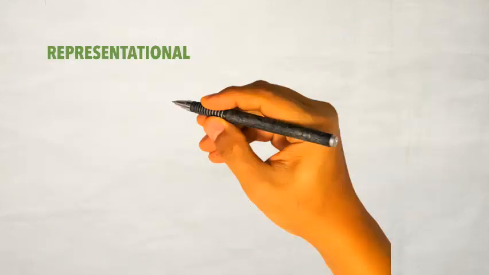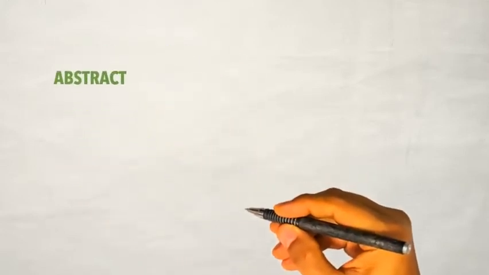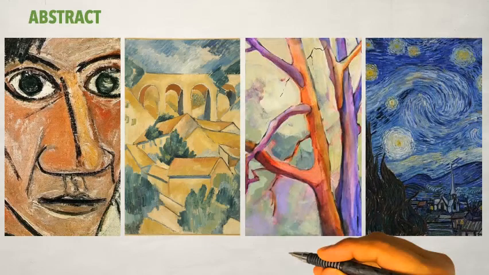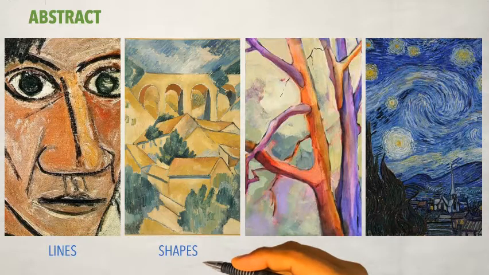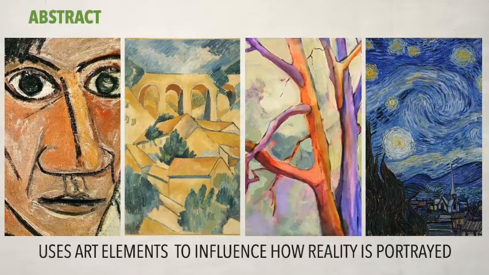Under the umbrella of representational art is abstract art. In abstract art, the aim is to take subjects away from reality and present them in a way that is different from the way they are viewed by altering elements such as lines, shapes, color, and form. In this case, reality is used as the influence, but the emphasis is on the art elements. Abstract art uses art elements to influence how reality is portrayed.